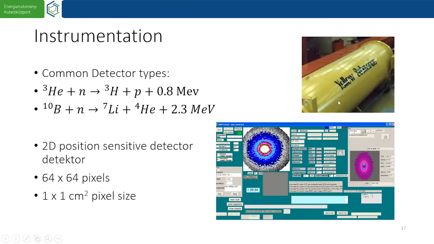Our detector in this instrument has a medium resolution, which means that the detector pixel size is 1 centimeter by 1 centimeter. Nowadays, usually higher resolution detectors are built with a typical pixel size of 0.5 centimeter by 0.5 centimeter. And for the high resolution special devices, there are 1 millimeter or 2 millimeter effective pixel sizes.